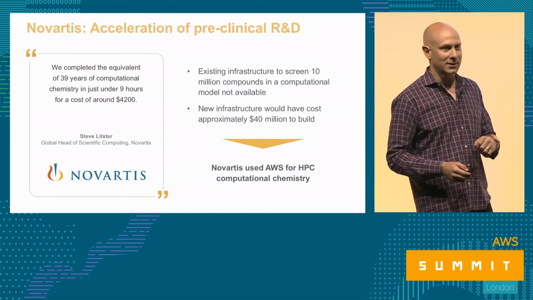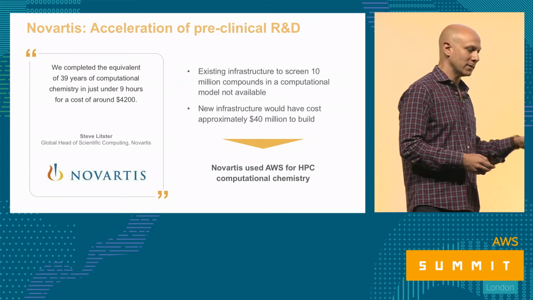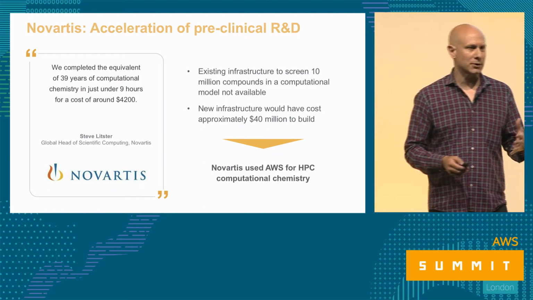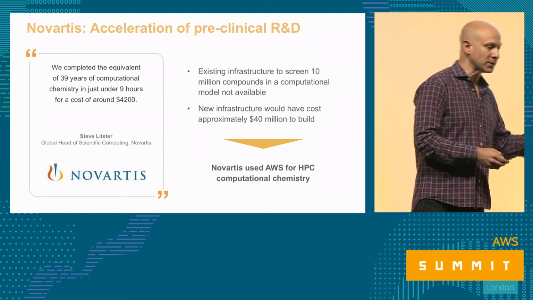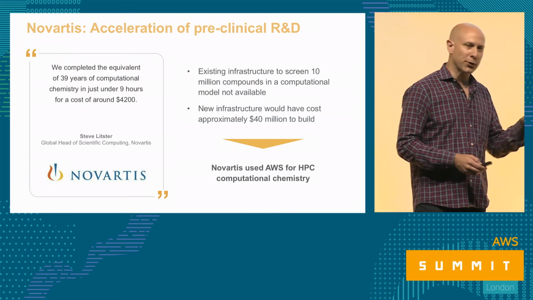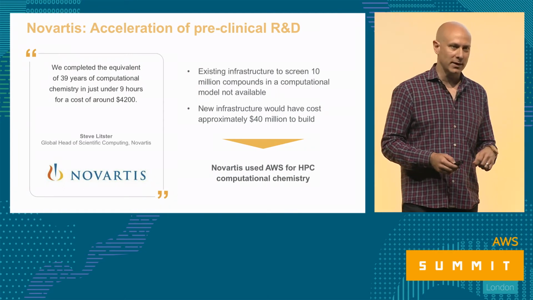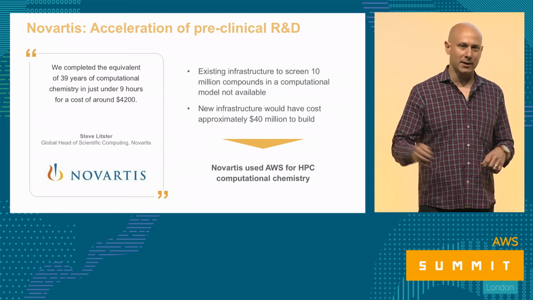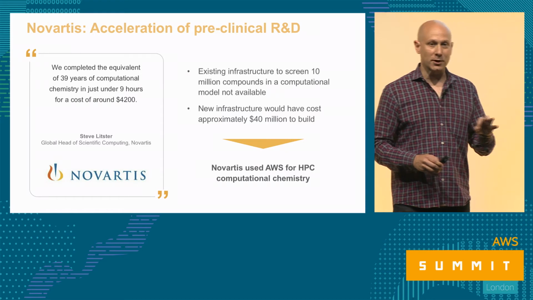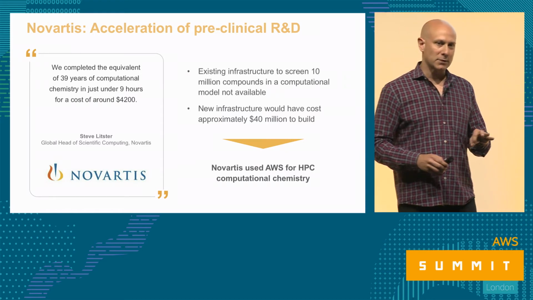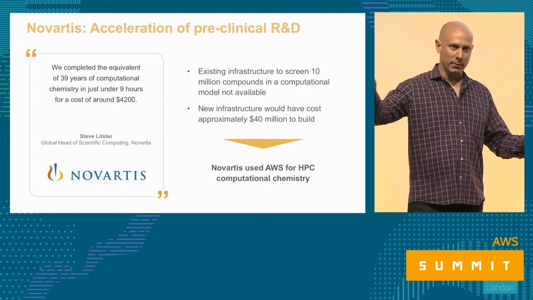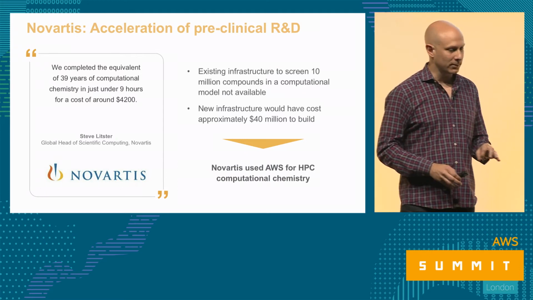Instead of just taking that as the answer, they turned to AWS, and they spun up something like 40,000 cores over 1,000 instances. This was several years ago. And they completed this research, this experiment. It's about 39 years of computational chemistry. It didn't take them 18 months to get set up. It took them about a week. They completed this research in just under 9 hours, right? They spent $4,200. $4,200, $40 million. Like, you can take your pick.